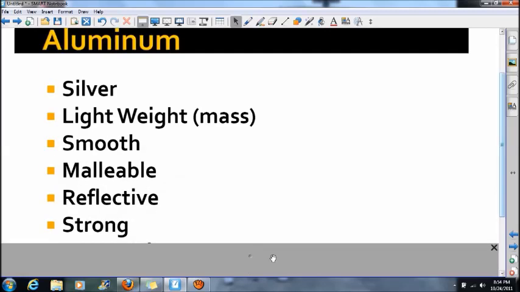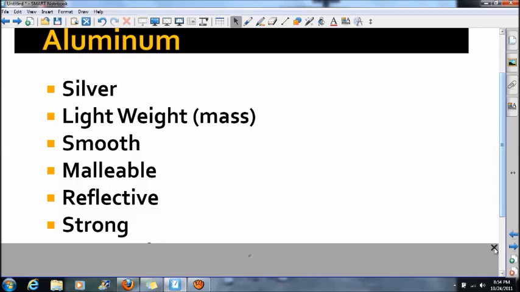Aluminum is also very strong. You might not think of that because you're thinking, well, I can rip it pretty easy, or I can crush a can pretty easy. But in general, aluminum, and especially when you combine it with other metals, it becomes very strong. Aluminum is actually used in the building of planes, airplanes. So of course, when combined with other metals, it can be a very strong metal.